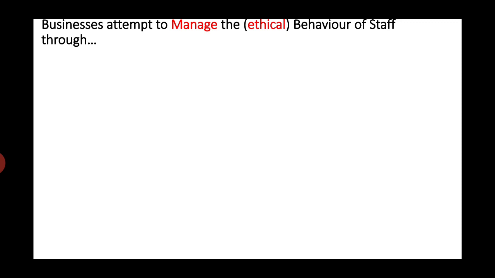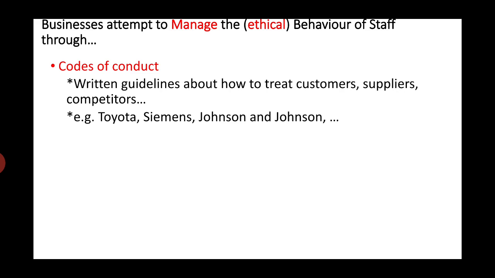No, still, sorry. Business attempt to manage the ethical behavior of staff or employees. How businesses manage or control the ethical behavior of the employees. Therefore, they put codes of conduct. They put written guidelines about how to treat customers, suppliers, and competitors. Companies like Toyota, Siemens, Johnson & Johnson, and many others do this. So, codes of conduct: a written code for the employees on how to deal with customers, suppliers, or competitors.